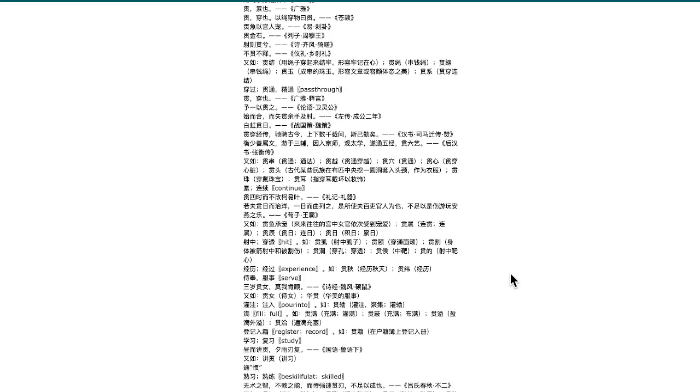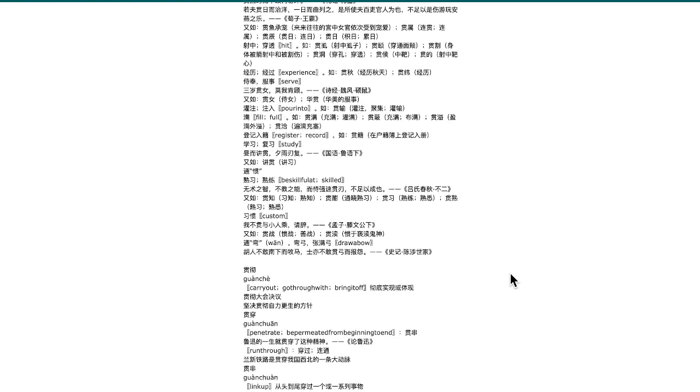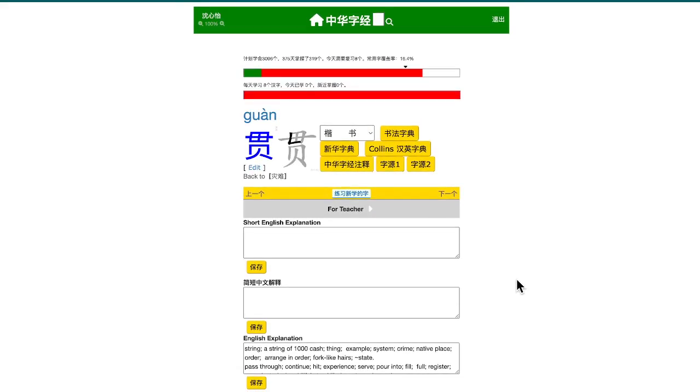So 贯通 means pass through. Like 贯彻, that means apply something thoroughly. So you can see that this 贯 means a string going through the coins, and so this character has the meaning of going through something thoroughly. Okay, that meaning.